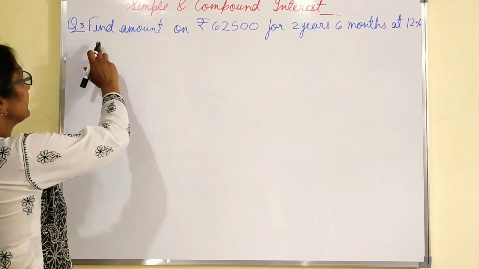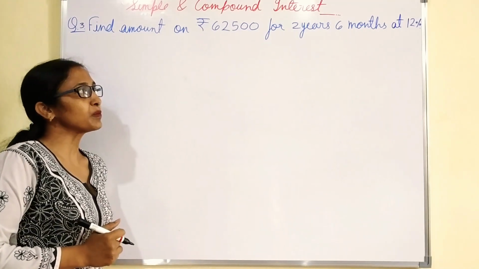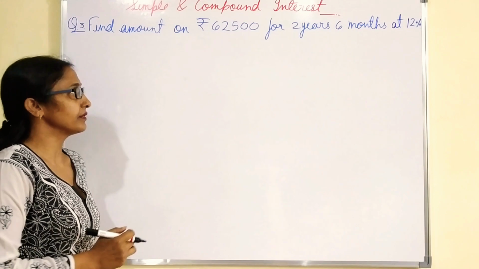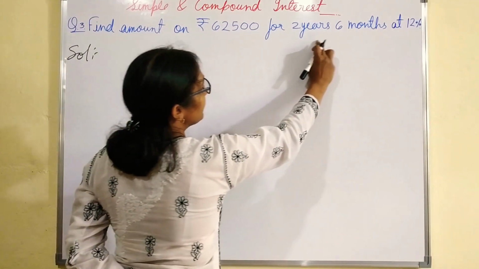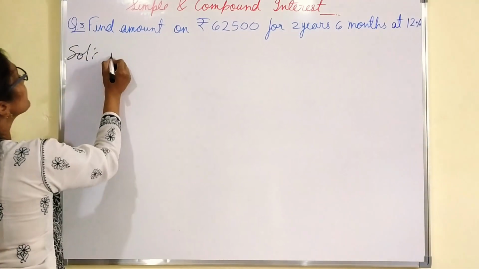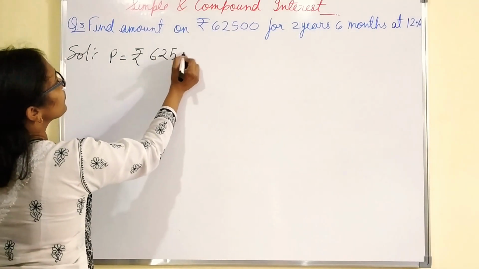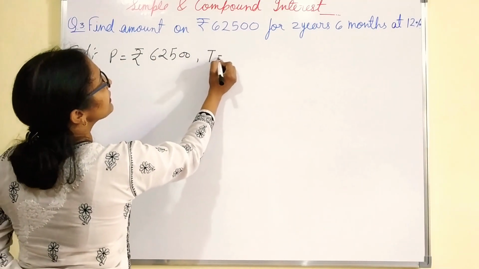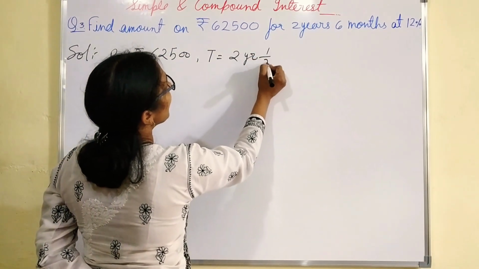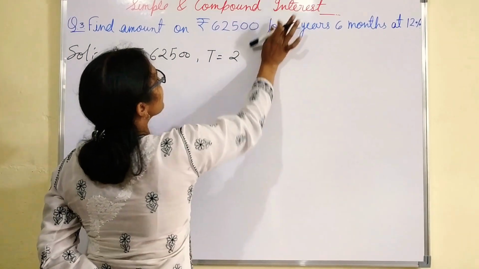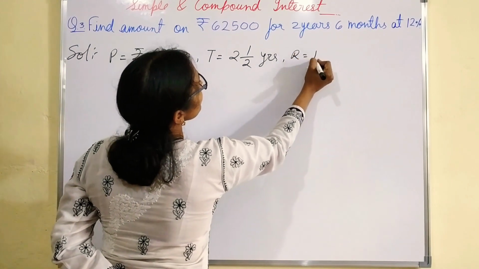Now next question is find amount on rupees 62,500 for 2 years 6 months at 12%. Look at this question, time is in fraction. First, principal is rupees 62,500. Time is 2 years 6 months, 2 years and half, 2.5 years, and rate is 12%.